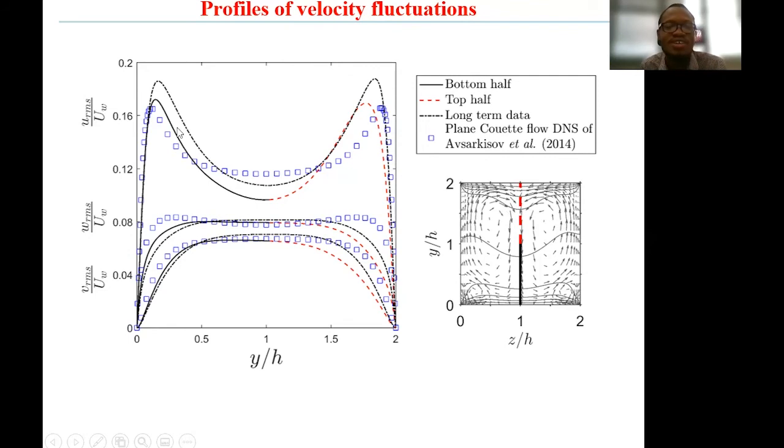So in the literature, when you have a higher Reynolds number, the peak in the streamwise velocity fluctuations moves closer to the wall, while at lower Reynolds numbers, the peaks move away from the wall. So this agrees well with the literature. In this plot, I've also shown the wall normal velocity fluctuations, and the plane Couette flow data of Asakisov is also included for comparison.